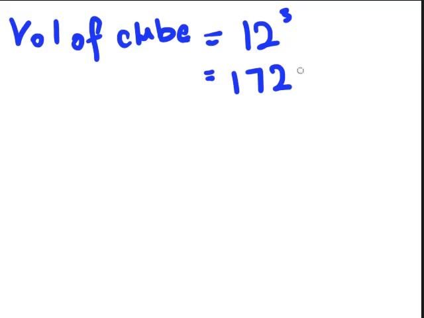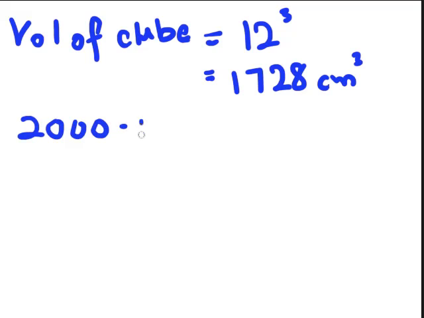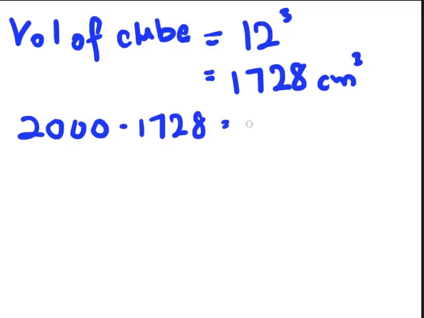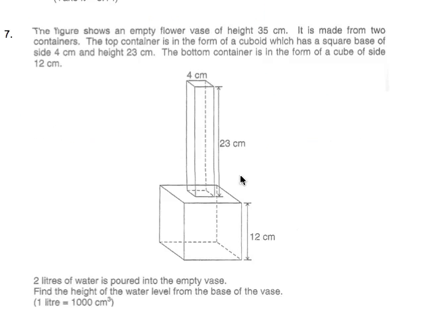So does that mean that the water exceeds? Yes, it does. By how much? Let's find out first. 2000 minus 1728 gives me the answer 272 cm cubed, sorry, not squared. That's the amount of water that will exceed the cube. But how much is the height that it goes up by?